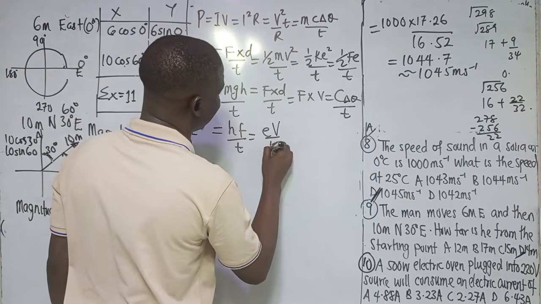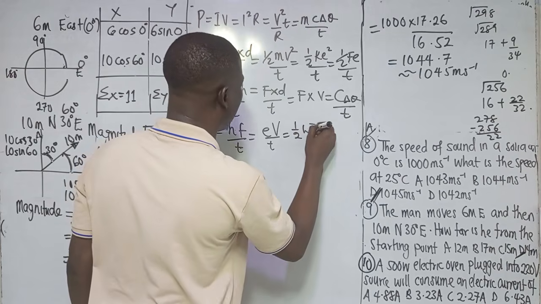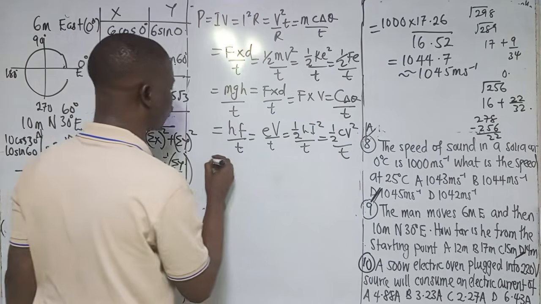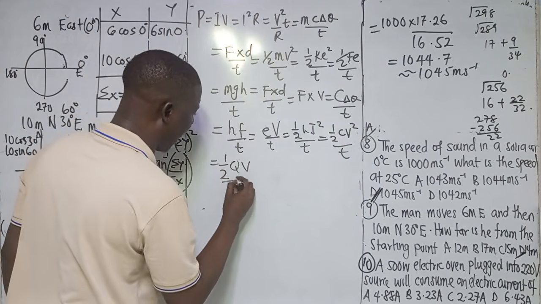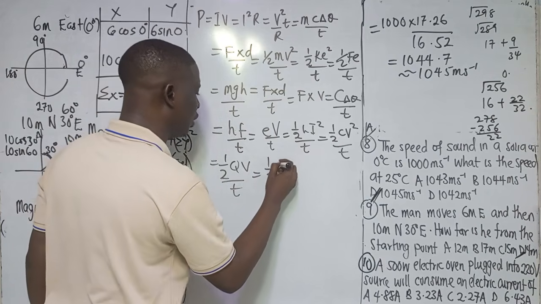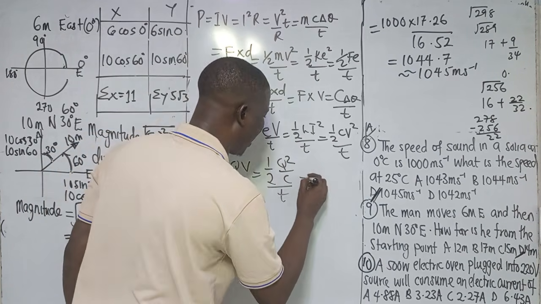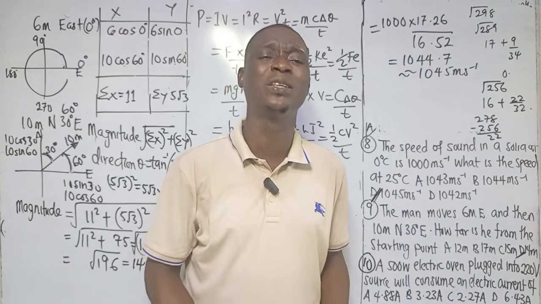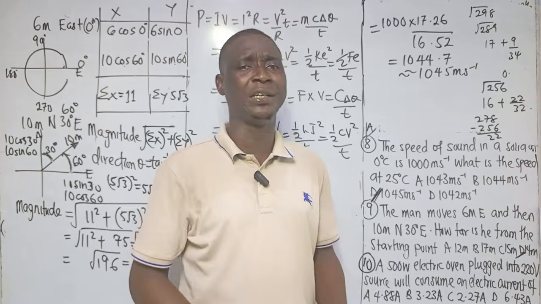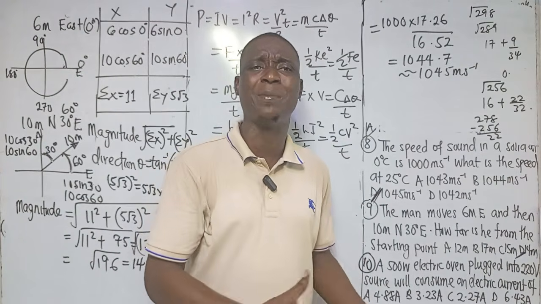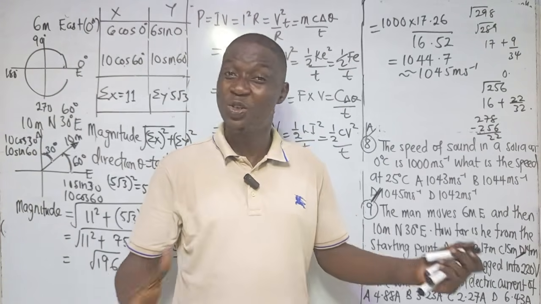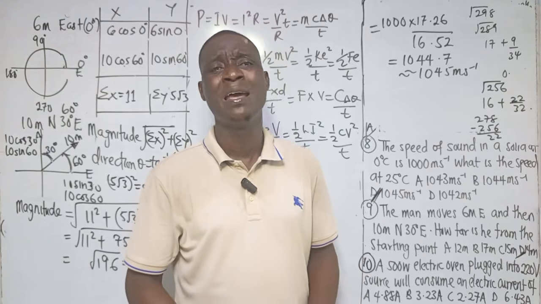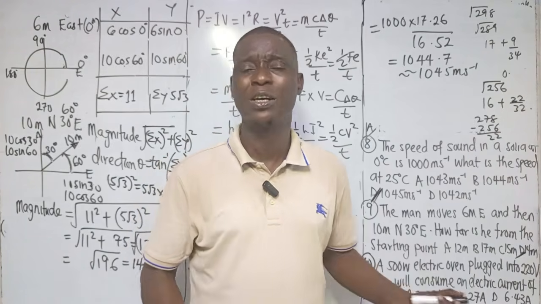Power equal to eV over time. Power equal to half Li square over time. Power equal to half CV square over time. Power equal to half QV over time. Power equal to half Q square over C over time. You can continue to list the formulas for power. It depends on the question involved or the parameters given to you in the question. So you just have to know your formulas. If not, you are going to be thrown off by that simple question that you are supposed to boil.